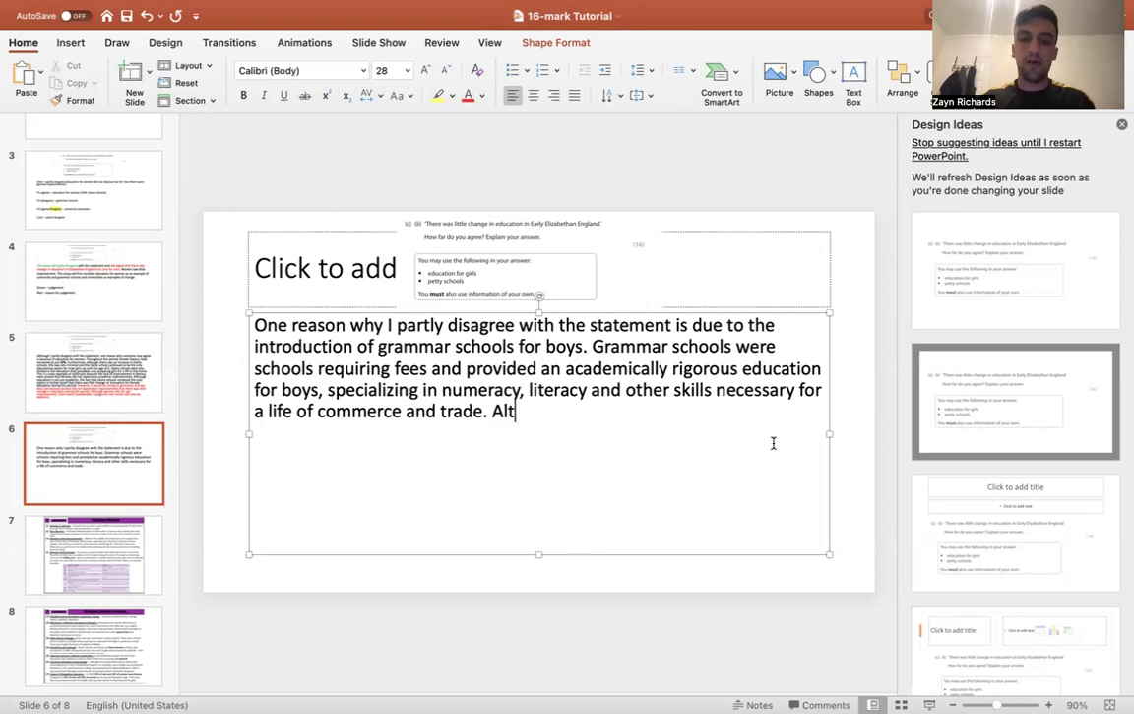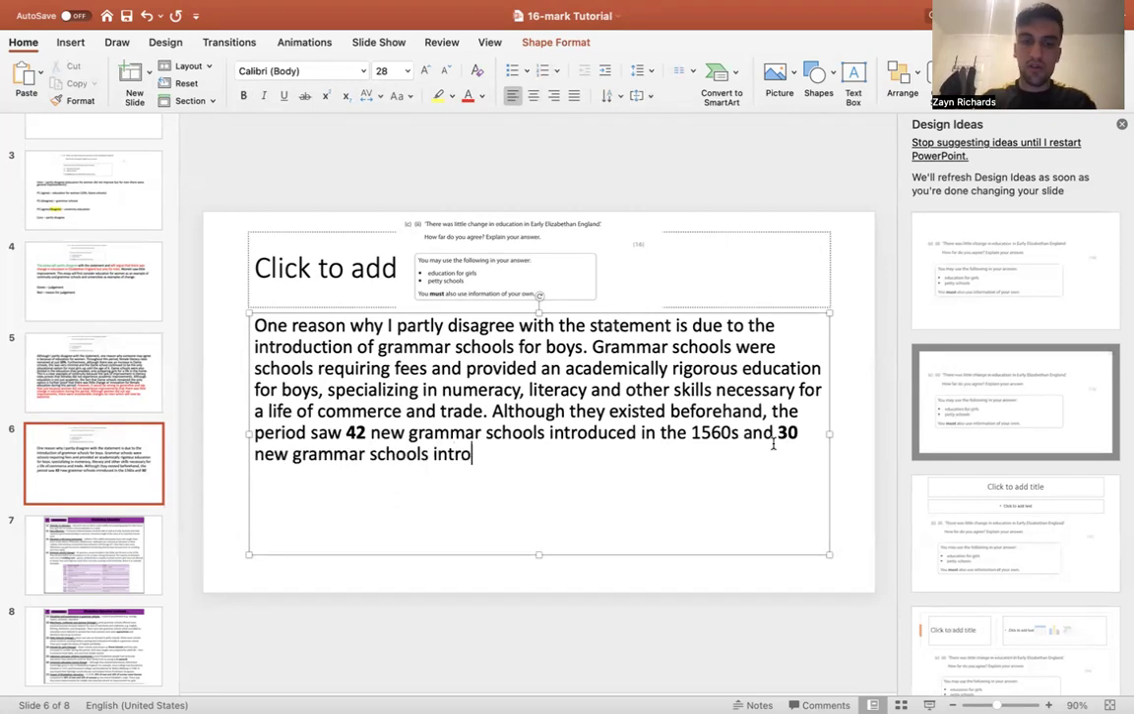I'm then going to say, although they existed beforehand, and considering a counter argument, that during the Elizabethan period, so specific evidence, schools were introduced in the 1560s, and 30 new grammar schools were introduced in the 1570s. Really specific evidence. Very few students around the country are able to do that level of specificity. Okay, we want to be getting that in. 30 new grammar schools introduced in the 1570s. This was a significant improvement.